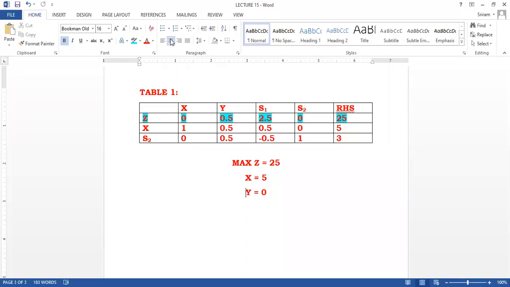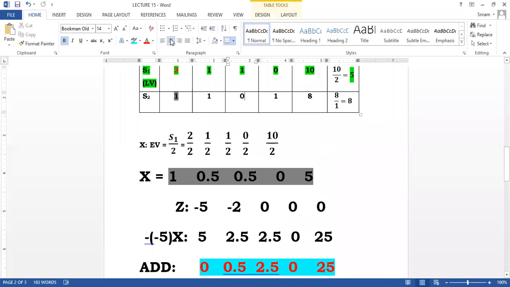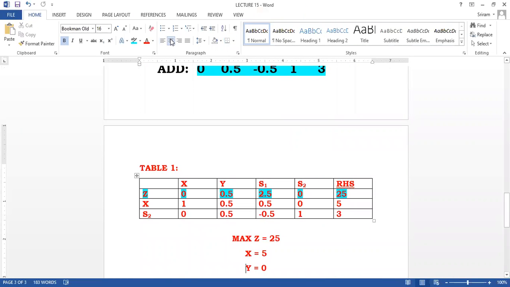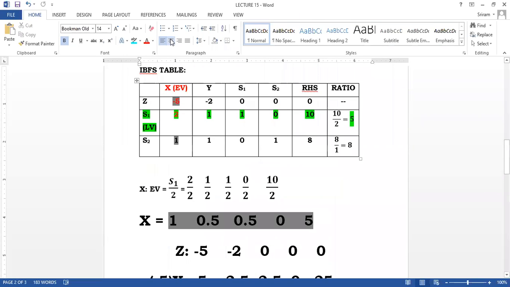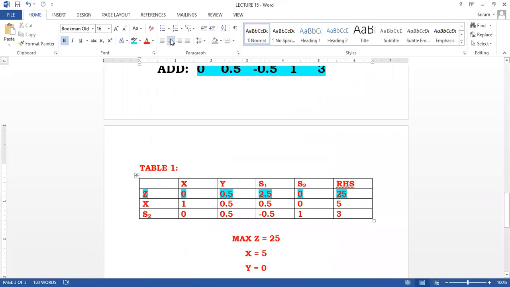You will have one IBFS table, then the calculation, and you will have table 1. That's all. You will not have two tables. This is a 10 mark essay question. You have to write and upload the answers in the Moodle.